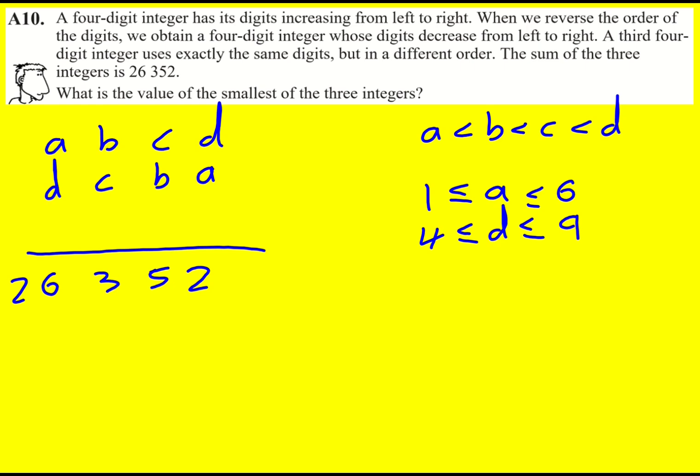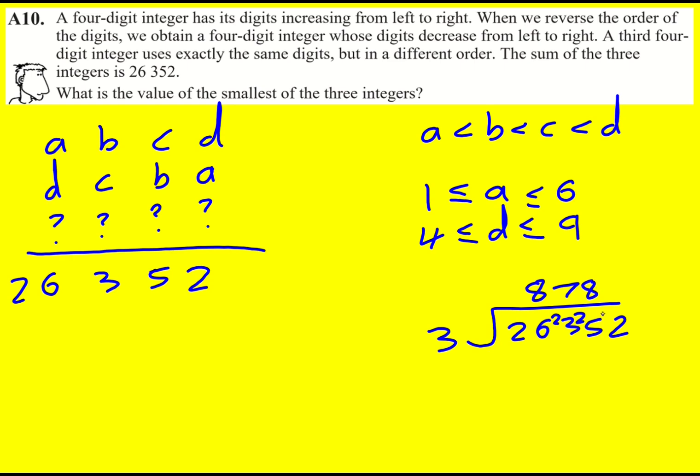The next thing to observe is that 26,352 is quite big. In fact, we could work out the average of the numbers that we're adding up. 26,352 divided by 3 gives 8,784. So the average number is 8,784. So there's no way that D could be, say, 4, for example. We're not going to get close to 26,000.